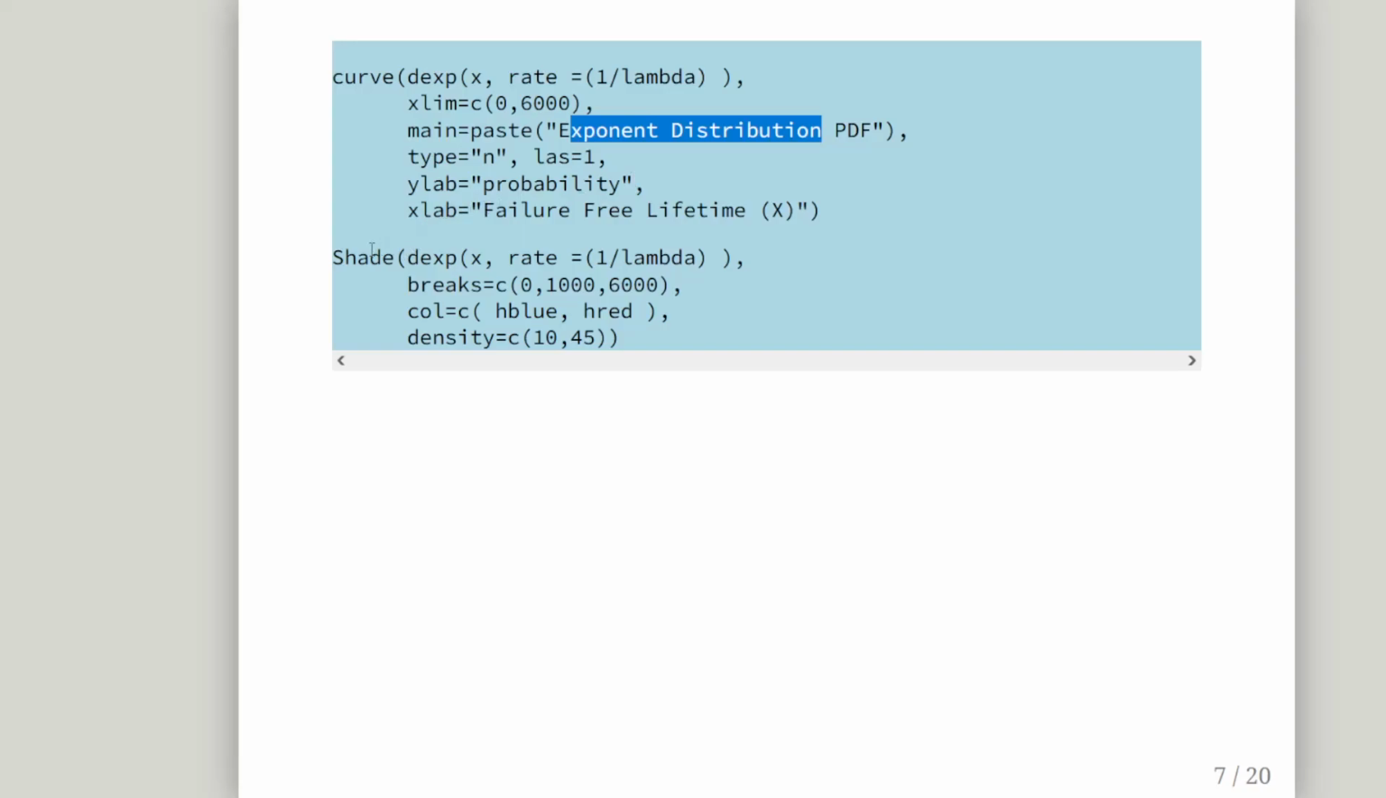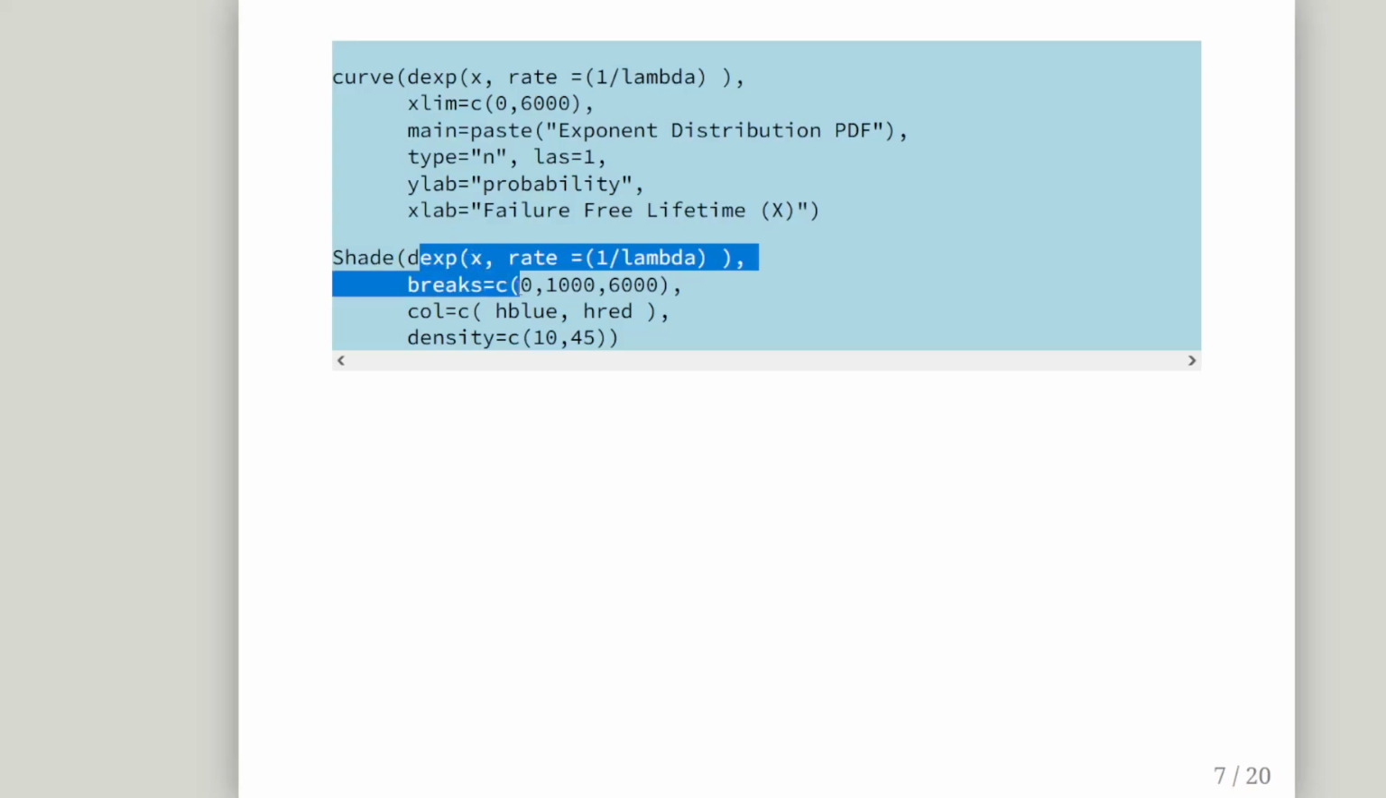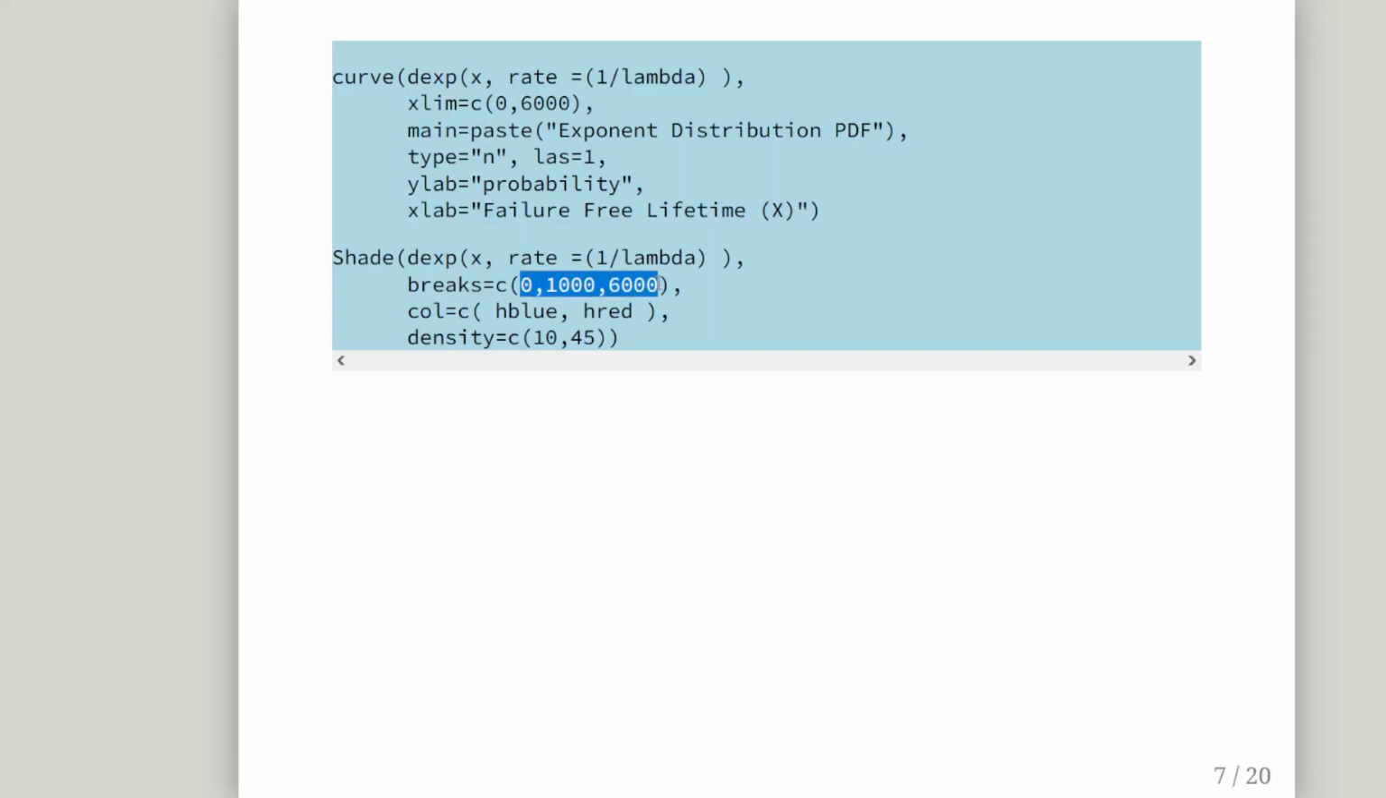So the desk tools allows me to use shade. It's something very similar here. It allows me to shade in parts of the curve. So the question is from zero. The question asks me for greater than 1,000, and so I'm going to separate my interval into two parts: 0 to 1,000 and 1,000 to 6,000. I'm going to have blue and red, with a shading density of 10 and also 45.